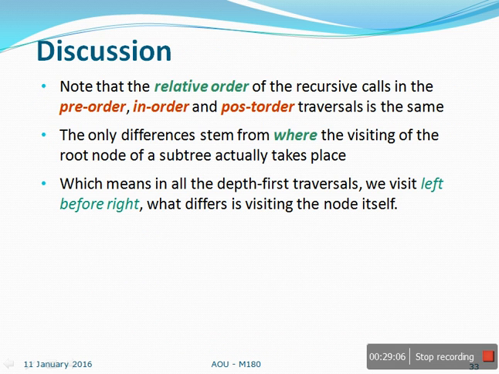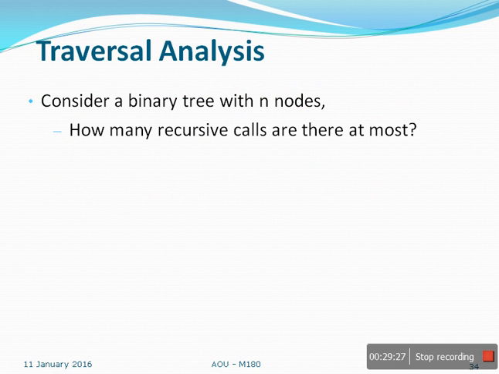Here is a discussion. Note that the relative order of the recursive calls in the pre-order, in-order, post-order traversal is the same, but the only change is when you process the root. In pre-order, first you process the root. In order, first you process the left and then the root. And in post-order, first you process left and right and then go to the root.